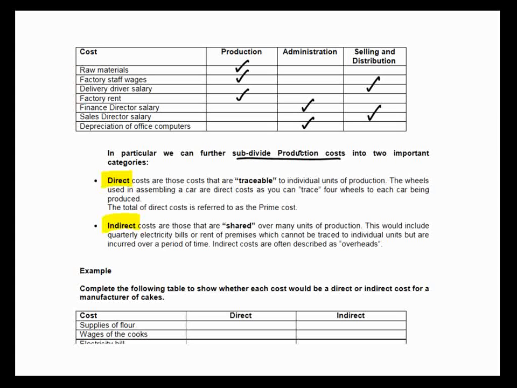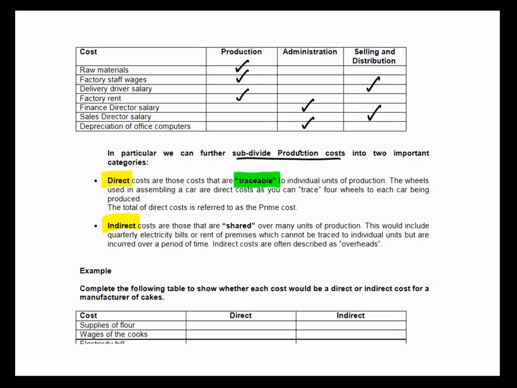Now, a good way to describe direct costs is as traceable costs. So direct costs are any costs that can be traced to individual units of production. So for instance, let's imagine a car manufacturer. Every single car that you make needs 4 wheels. So 4 wheels could be traced to each particular car that you're producing.